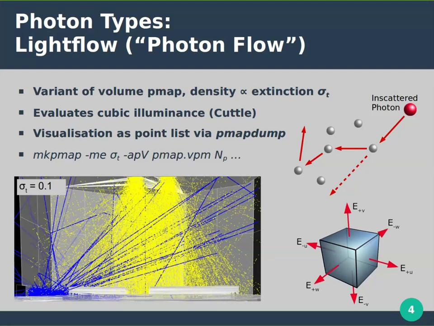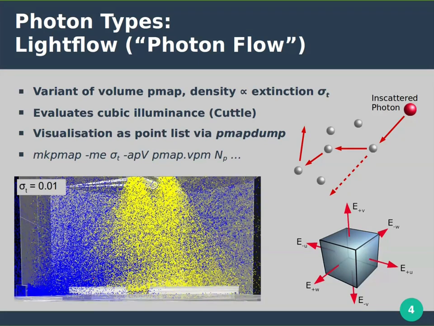The mkpmap command is pretty simple, really. Use the -apv option and you specify the extinction. I'm not even sure if there's a default for that. Anyway.